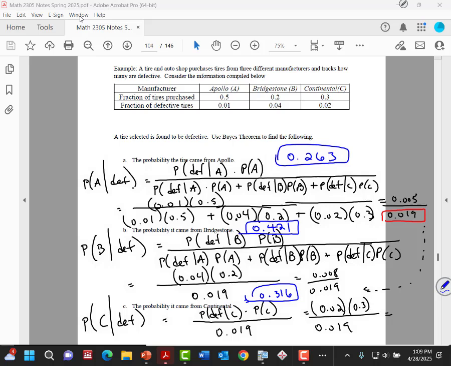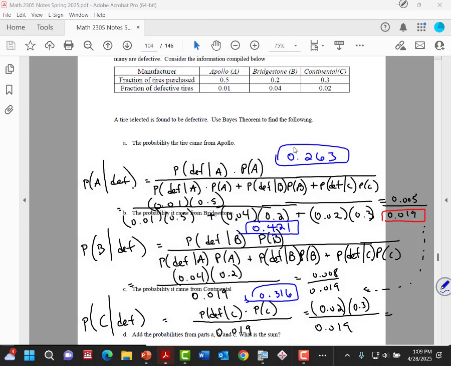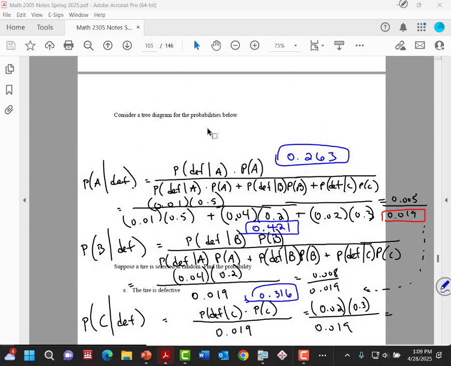Now, I want to ask this question. If I were to add the probabilities of A, B, and C together, hopefully you would see that it sums up to be 1. Why is that? Well, the tire either came from Apollo, Bridgestone, or Continental. And so when I sum up these 3 probabilities, they're going to sum up to be 1. So let's keep this in mind, and we'll explore this just a little bit more.